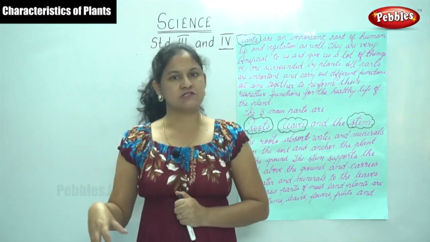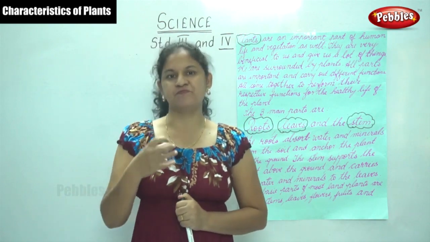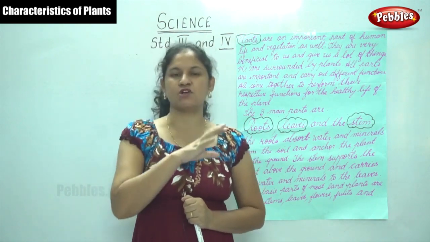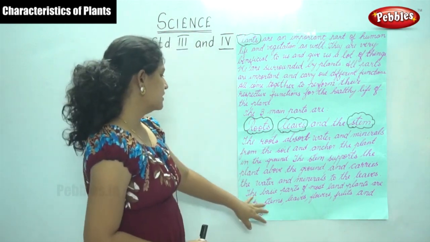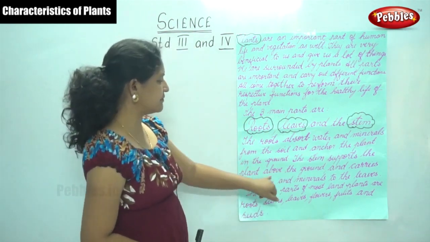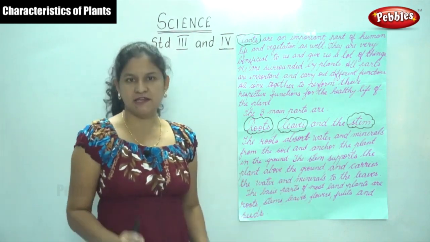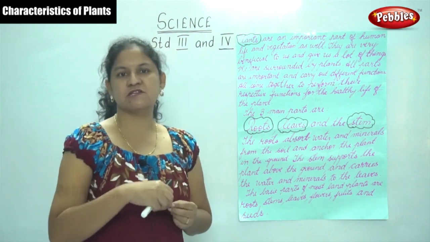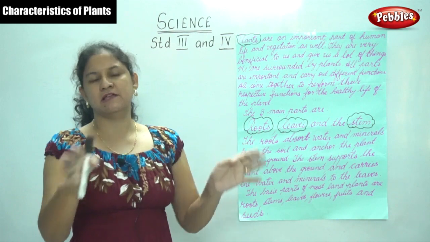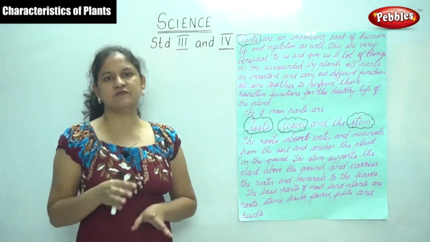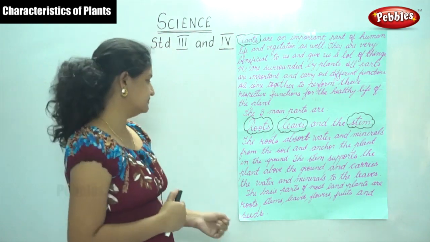The water and the minerals that are absorbed by the roots move to the stem, and the stem supplies the water and minerals to the different parts of the plant. So the stem supports the plant above the ground and carries the water and minerals to the leaves. The water and minerals are carried from the roots to the stem, and the stem in turn passes them on to the leaves, because the leaves are the food factory of the plant.